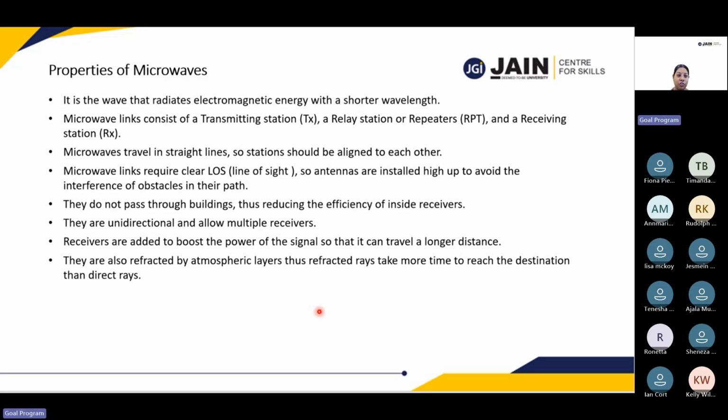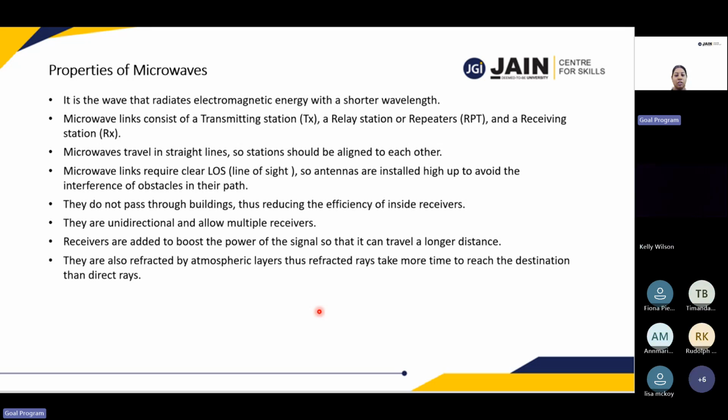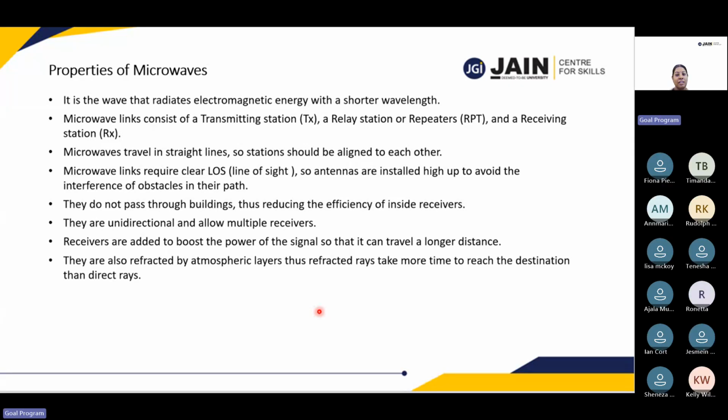Properties of microwaves, if you see, it is a wave that radiates electromagnetic energy with a shorter wavelength. We can do the communication in the shorter distances very well with the microwaves. Not only shorter, longer also can happen. Here we're talking about the wavelengths now, because these are signals without the physical cables.